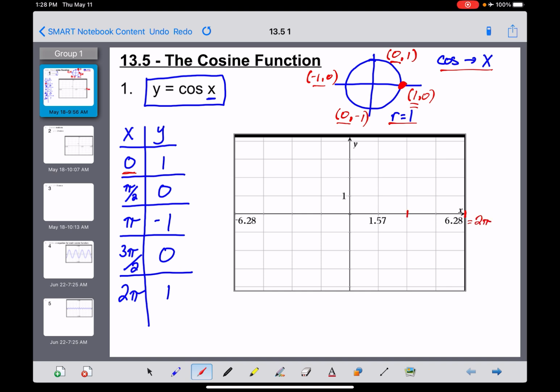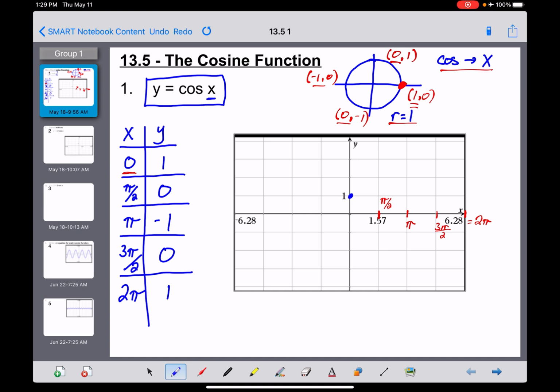That means that this value right here is pi, and then this guy right there is going to be pi over 2, and this one right here is going to be 3 pi over 2. Okay, so let's plot the 5 points we came up with.